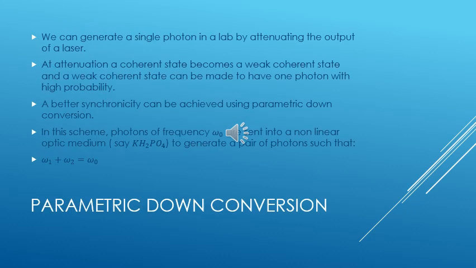We can generate a single photon in a lab by attenuating the output of a laser. At attenuation, a coherent state becomes a weak coherent state, and a weak coherent state can be made to have one photon with high probability. A better synchronicity can be achieved using parametric down conversion. In this scheme, photons of frequency ω0 are sent into a nonlinear optic medium, say KH2PO4, to generate a pair of photons such that ω1 + ω2 is equal to ω0.